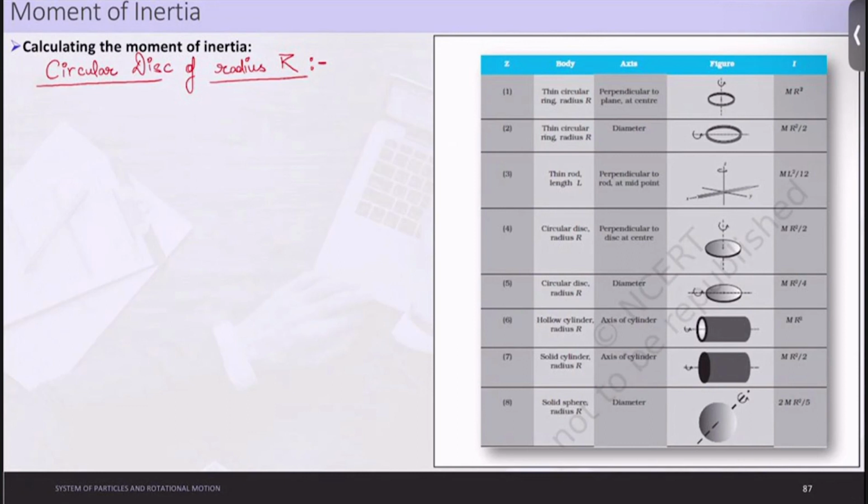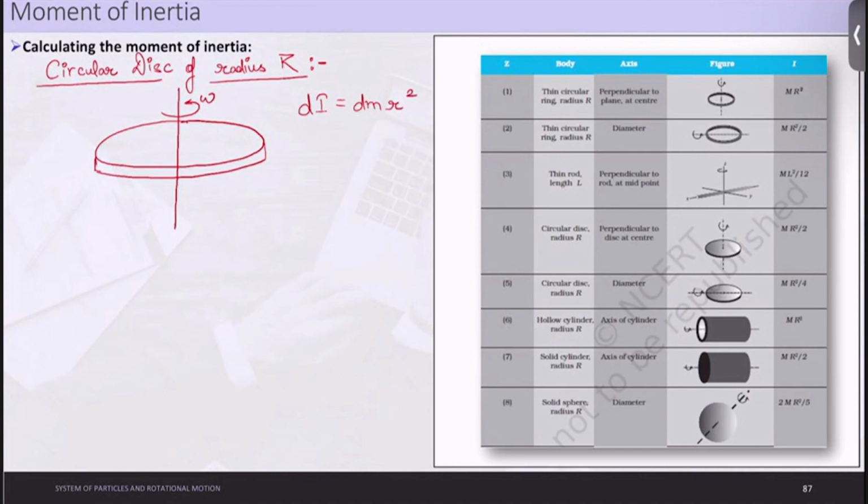Okay, fine. Let me first make a quick diagram for this. Let us suppose this is the disk. It will have some thickness also, right? Let us suppose this is the omega we are talking about here, correct? So let us say this is that omega. Now let us look very carefully at whatever I'm writing. We know what dI is. dI is basically dm r square. Nothing wrong in this, correct?